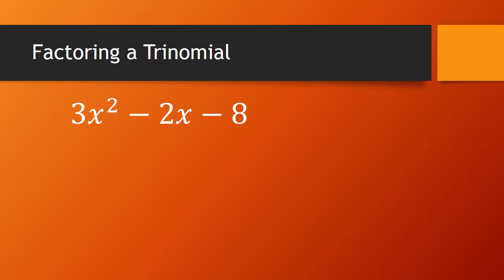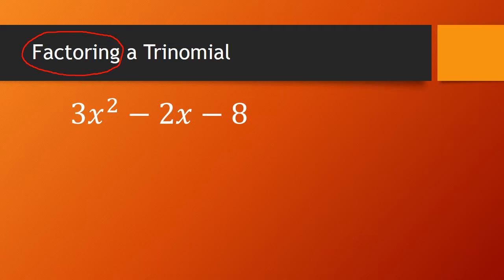Now let's look at this trinomial. We have 3x squared minus 2x minus 8, and we're trying to change that trinomial into the factored form by using factoring. So looking at this trinomial, I know that I'm not going to be able to use the greatest common factor to factor this trinomial.